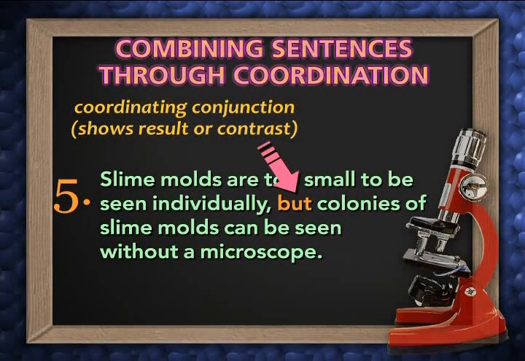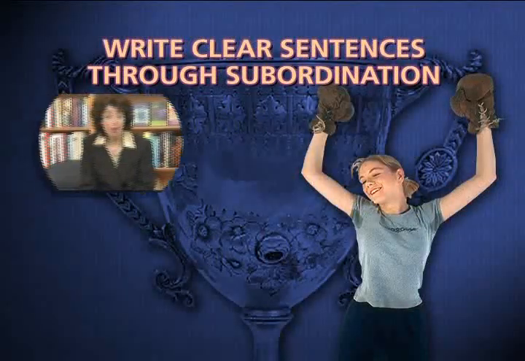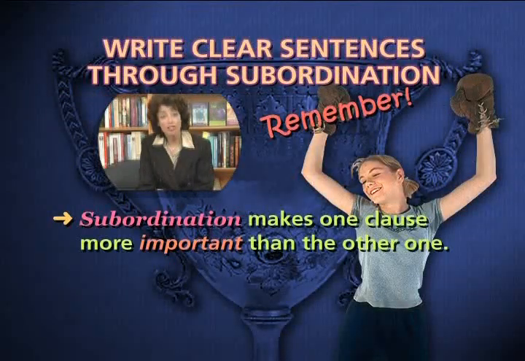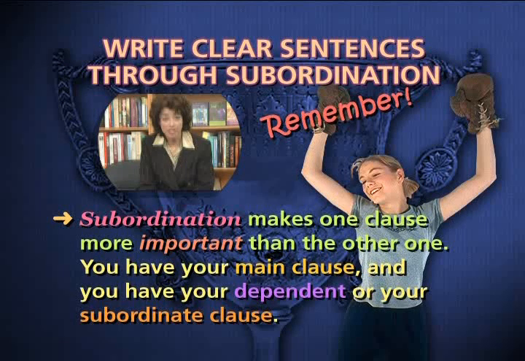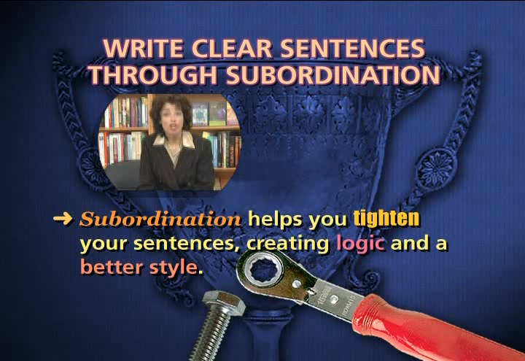You can also write very concise and effective sentences by using subordination. Remember, subordination makes one clause more important than the other one. You have your main clause and you have your dependent or your subordinate clause. Subordination helps you tighten your sentences, creating logic and a better style.